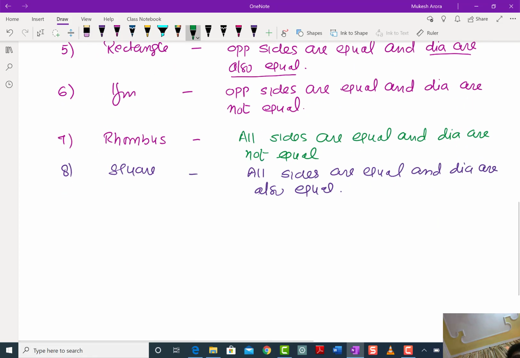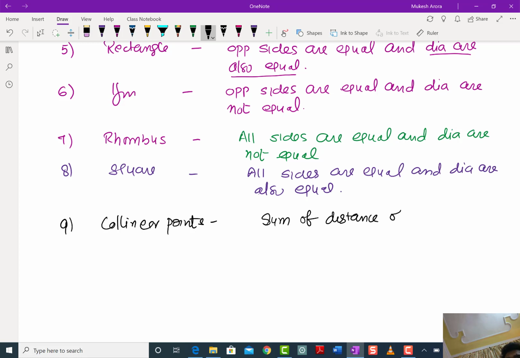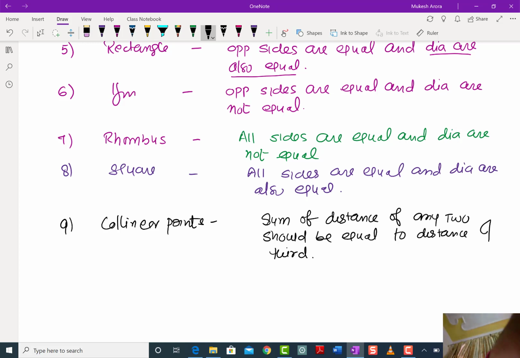And the last one in this segment is collinear points. For collinear points, the sum of the distances of any two should be equal to the distance of the third. When I solve the sum, you will be able to know what I am saying.